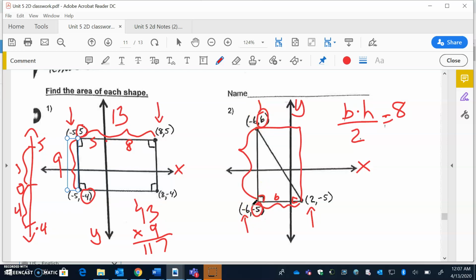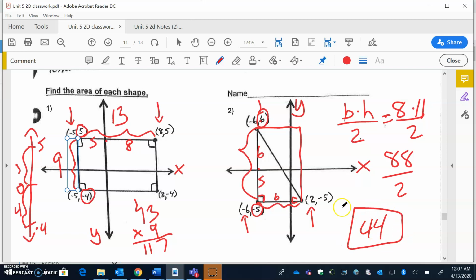So any thoughts on how far that is? It is 11. Yeah, let's look at y. To get from 6 to 0, it would be a 6. To get from 0 to -5, it would be a 5. So the entire distance is 11. So 8 times 11 is 88. Let's chop that in half. 44. So we got ourselves a 44.